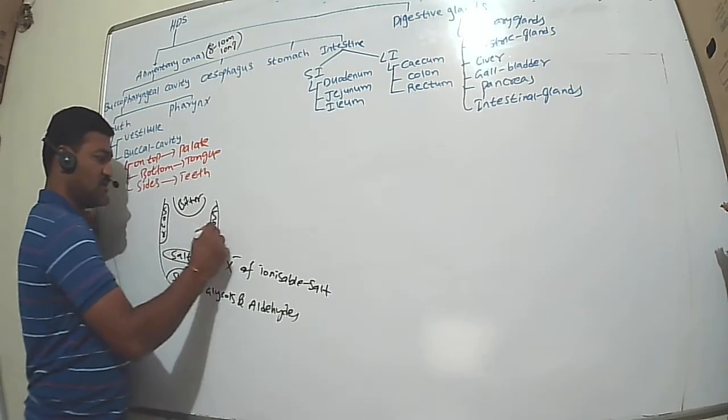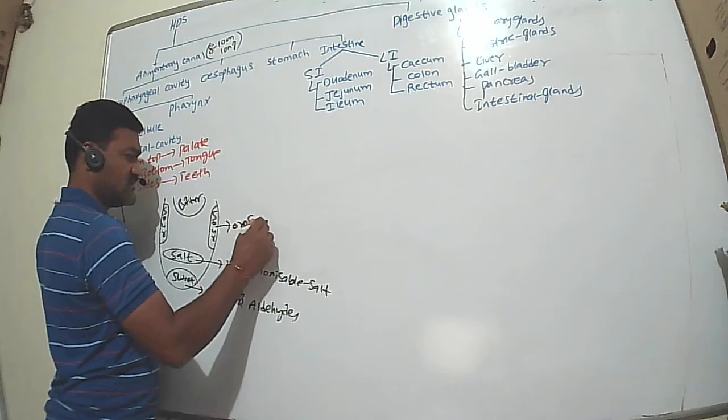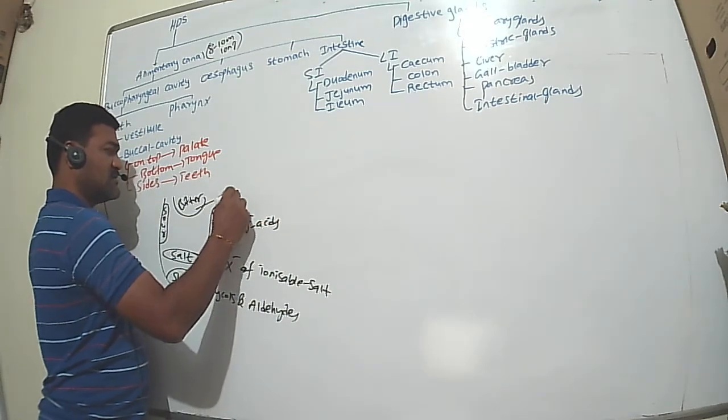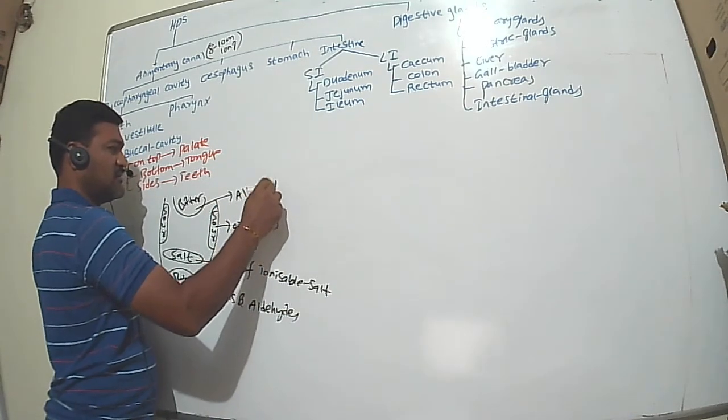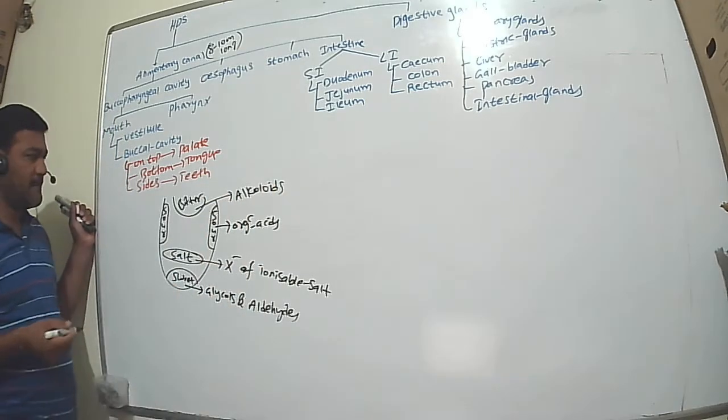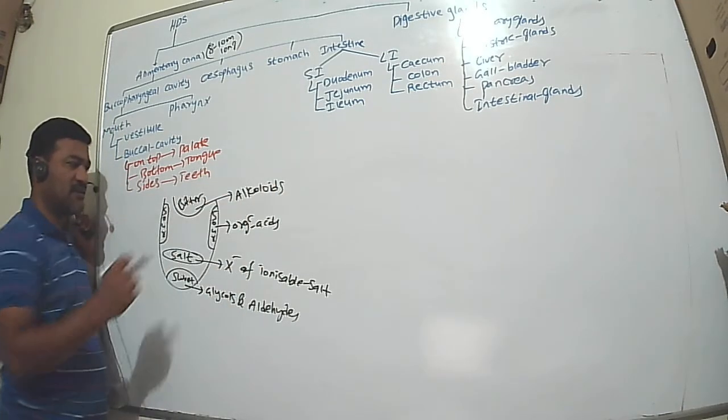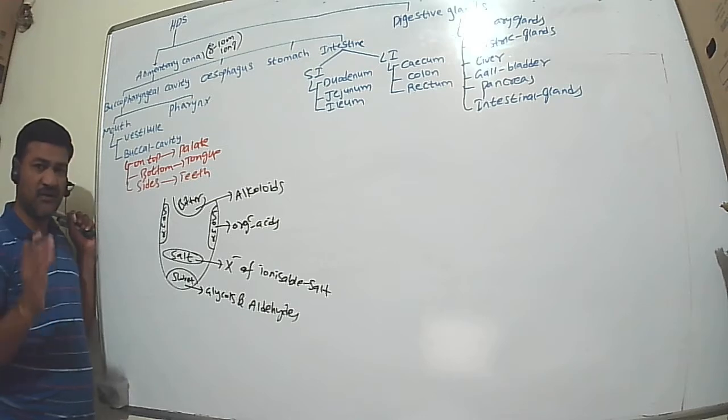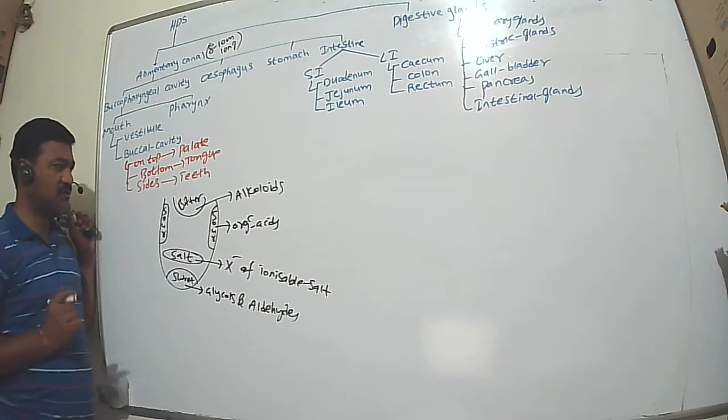And sour taste is because of organic acids, and bitter taste is because of alkaloids like caffeine, nimbin, like that. Alkaloids give the bitter taste. Alkaloids are the nitrogen containing organic compounds. They give the bitter taste.